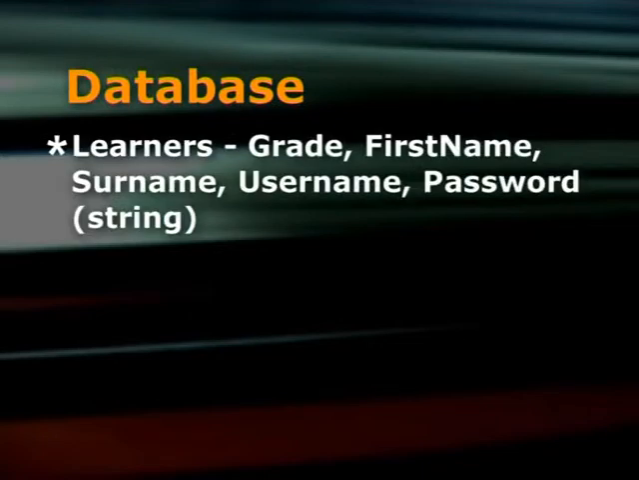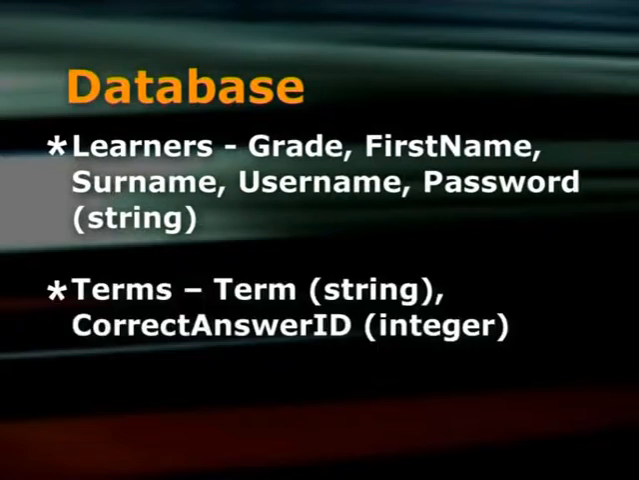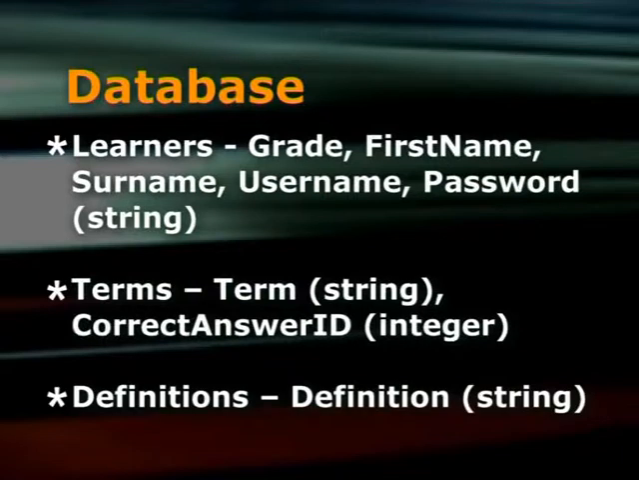Database. Learners, the name of the table, grade, first name, surname, username, password. These will all be string data types. Terms, term string, correct answer ID, integer. This will allow us to get the correct definition from the definitions table. Definitions, definition string.